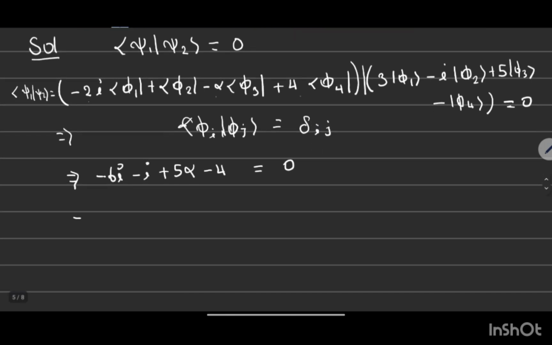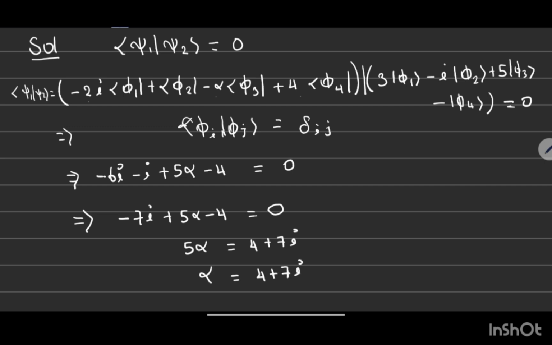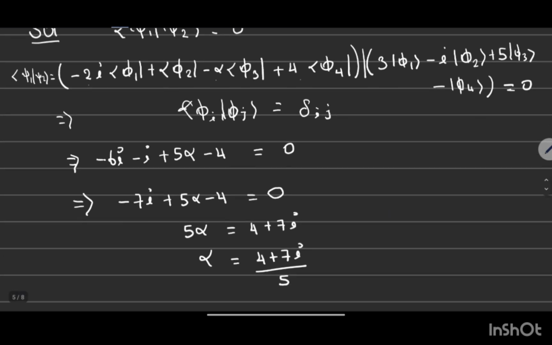Now when this is equal to 0, here we have minus 7i plus 5 alpha minus 4 equal to 0. So 5 alpha is equal to 4 plus 7i, alpha is equal to (4 plus 7i) by 5. This is the answer.